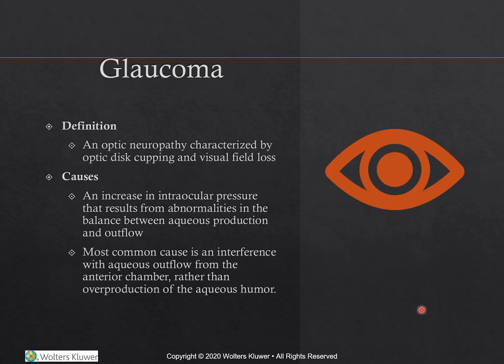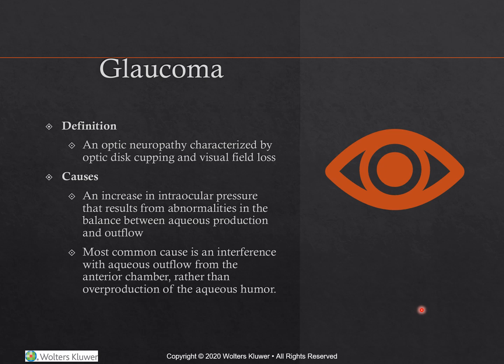So glaucoma is a disorder of the eye that can lead to blindness. It's actually the leading cause of irreversible blindness worldwide. The definition of glaucoma is an optic neuropathy, so changes to the optic nerve, characterized by something called optic disc cupping, which we'll look at, and visual field loss. Glaucoma is caused by an increase in intraocular, or inside of the eye, pressures that result from abnormalities in either the balance between aqueous humor production or its outflow from the eye.